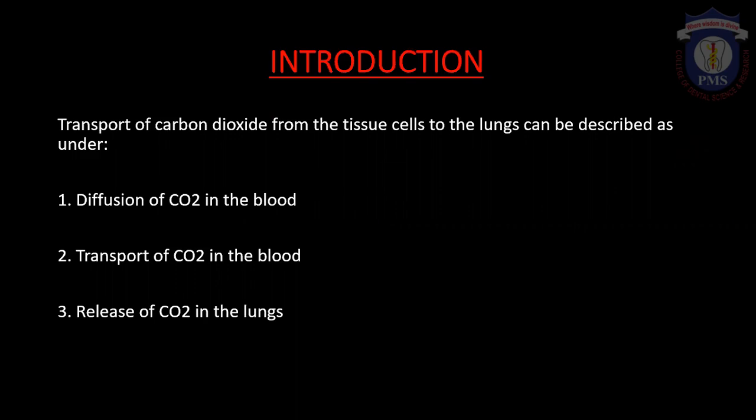The first one is diffusion of carbon dioxide from the tissues into the blood. In the second stage, the carbon dioxide that got diffused into the blood is transported through the blood. And in the third stage, the carbon dioxide that finally reaches the alveoli of the lung is eliminated during the process of expiration. So these are the three stages in which the carbon dioxide that diffuses from the tissue into the blood reaches the alveoli and is finally eliminated from our body into the atmosphere during expiration.